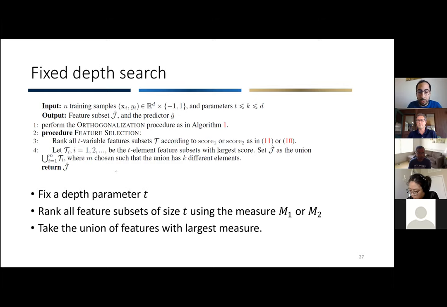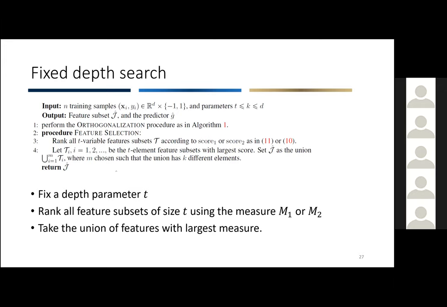Of course, this is not going to give us the optimal result because we are not doing exhaustive search. But it gives relatively good results, even for very small depths. And I should note that if we fix T to be 1, we get the regular ranking methods where we rank the features.